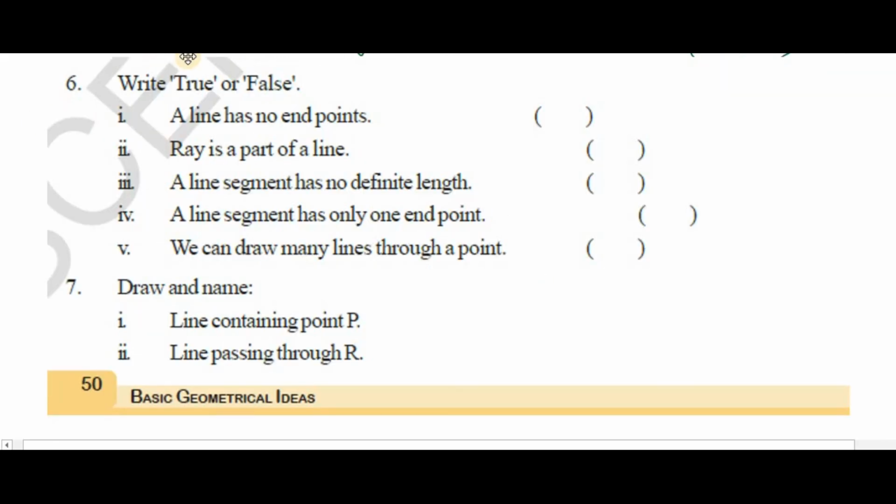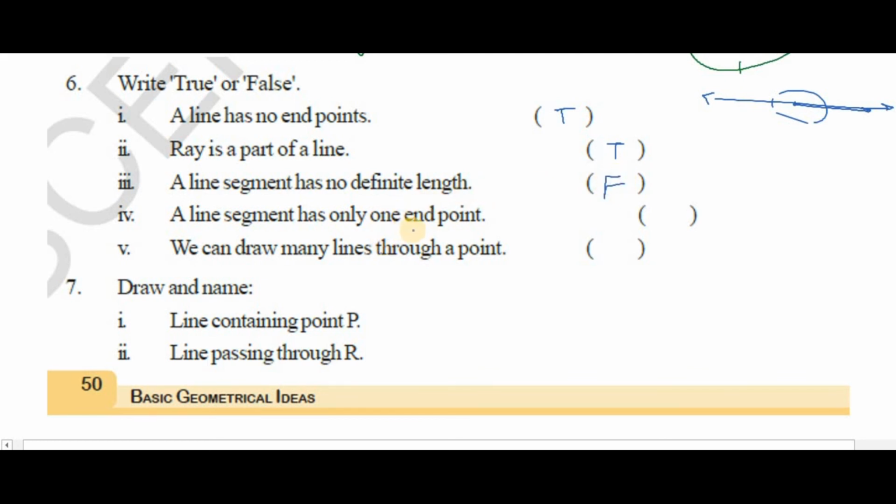Okay students, now what is the next question? Here it is true or false. So we are going to write true or false. A line has no endpoints. Yes, just now we discussed that a line has no endpoints. So the answer is true. Ray is a part of a line. Yes, because this is a line, it will go on like this, and we are saying that from here to here we are saying ray. So doesn't it become a part of a line? Yes. A line segment has no definite length. False, because a line segment has definite length.